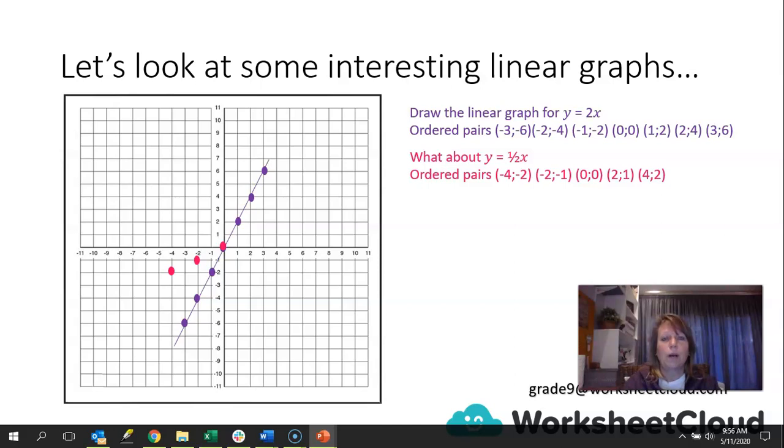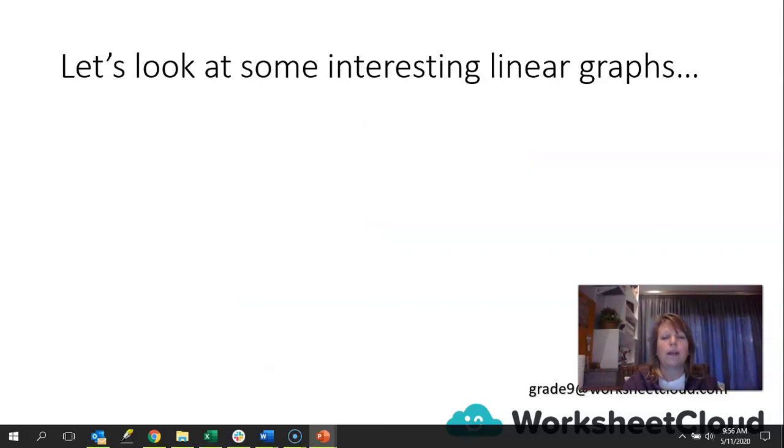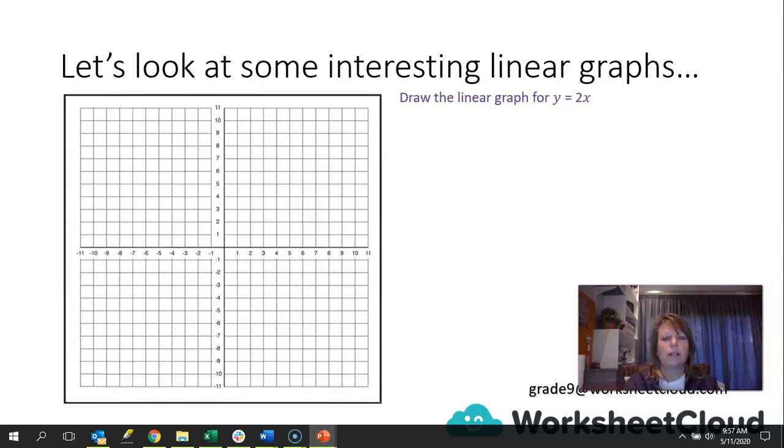Where x is 2, y is 1. And where x is 4, y is 2. And we join those points. Okay, they are totally unrelated, those two graphs. They have the same point of origin, but they have a completely different gradient. Right, let's look at the next one.